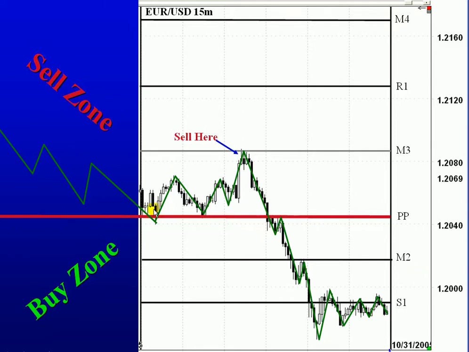Just want to show you a nice market characteristic here, how price found support at the central pivot, rallied, turned at M3. As it broke through the central pivot, it came back and tested the backside of support, now resistance. Price came down to M2, tested the backside of M2, and then continued down and consolidated through the close of the session.